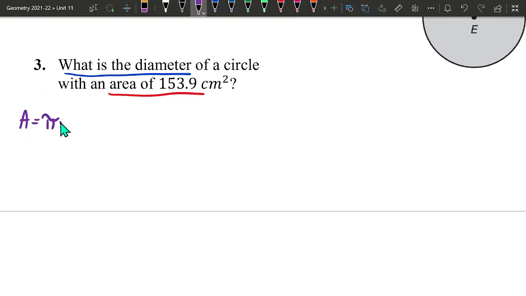So if I write out the formula, A equals pi r squared. And I know the area is 153.9, and that equals pi r squared. That means I can solve for r. And then once I find out what the radius is, I know the diameter is just 2 radii. So radius times 2 is the diameter. So to do this, I have 153.9 equals pi times r squared. If I'm solving for r, that means I need to divide by pi. So divide by pi.